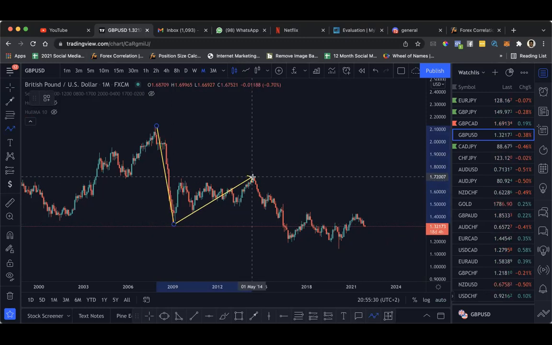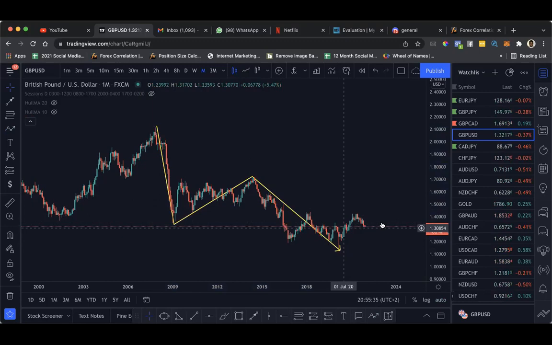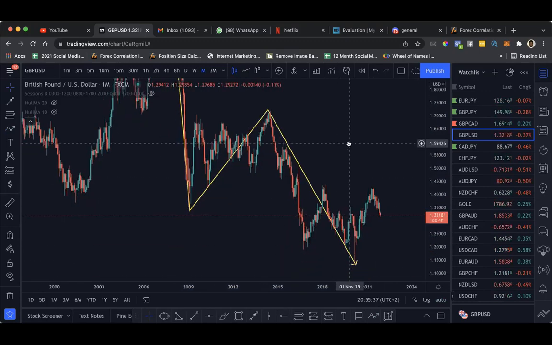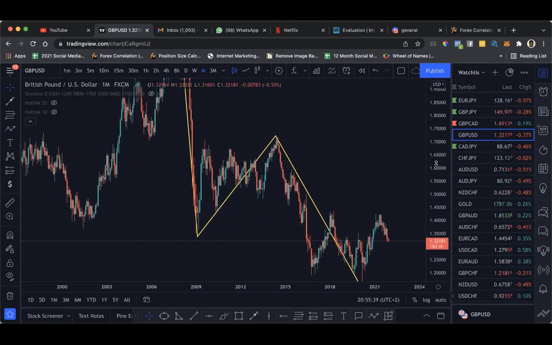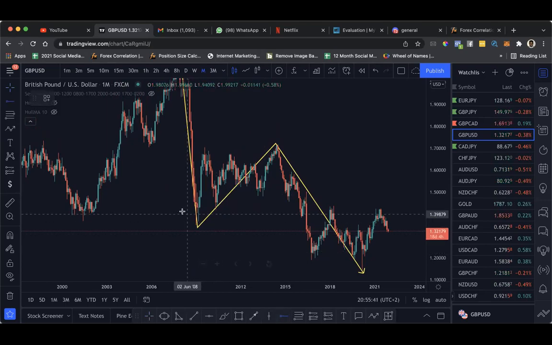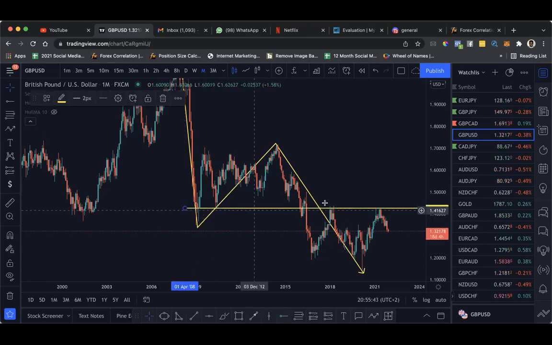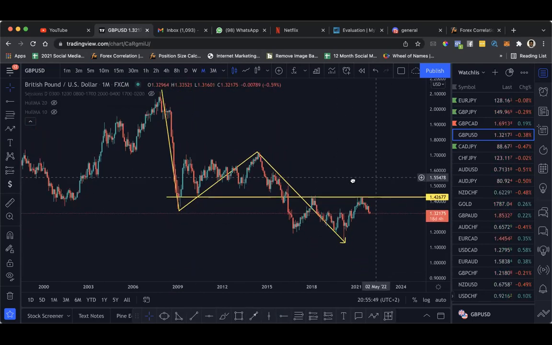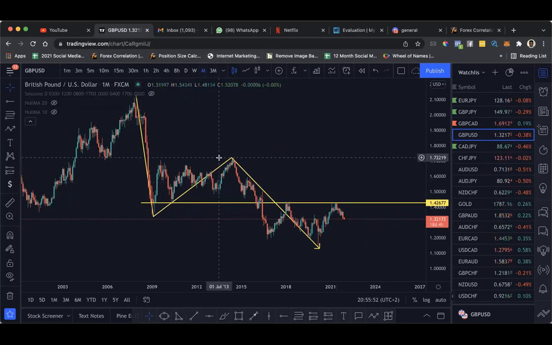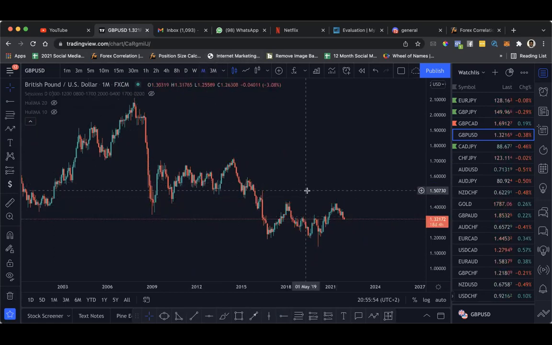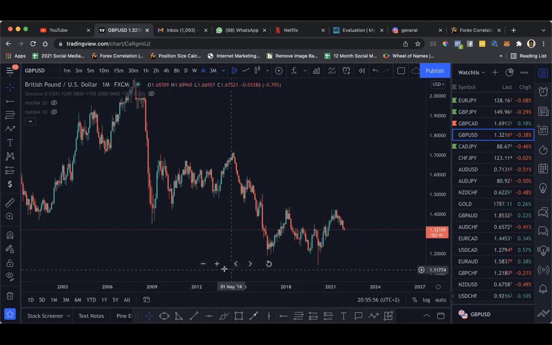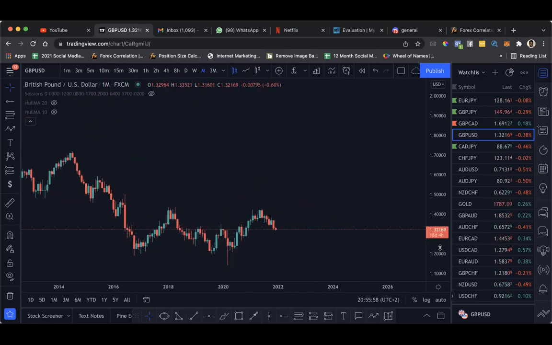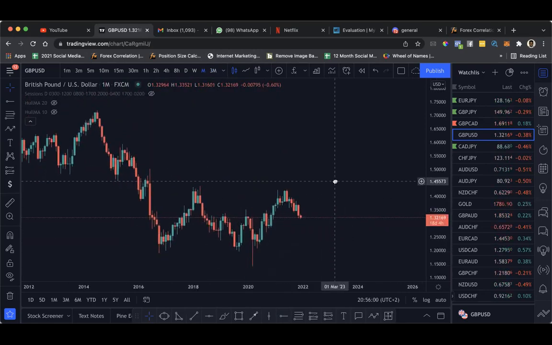Impulse, correction, impulse. Now, this is the break of structure here. Price hasn't really gone beyond. So price has not formed a valid lower high yet. That's on the monthly, by the way. So price is in a downtrend on the monthly, about to possibly form a lower high.